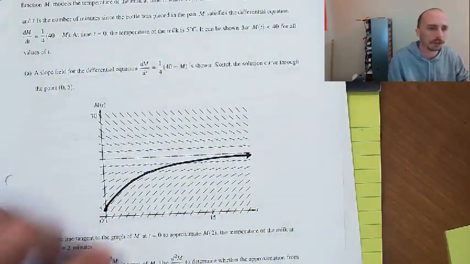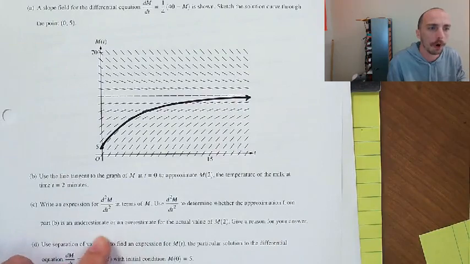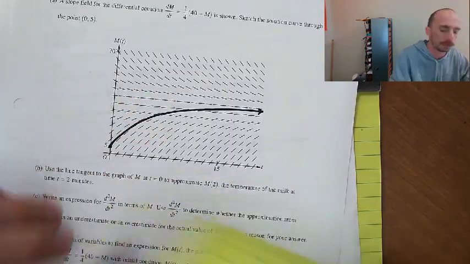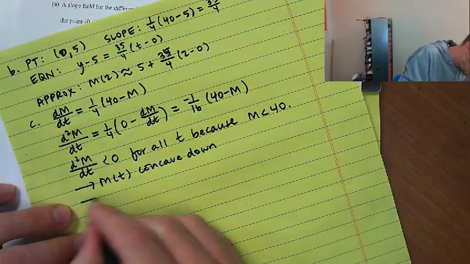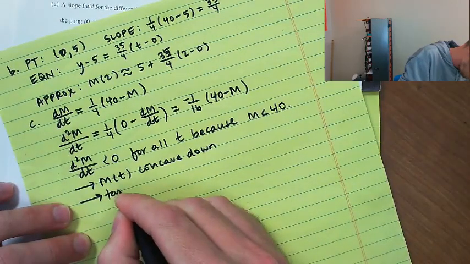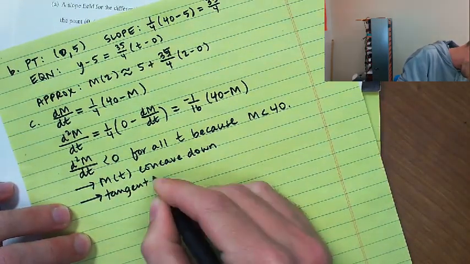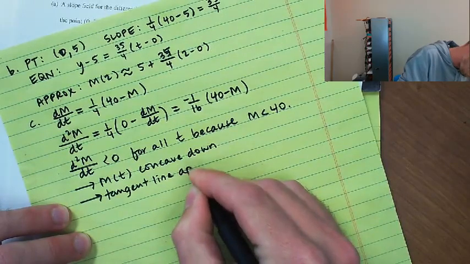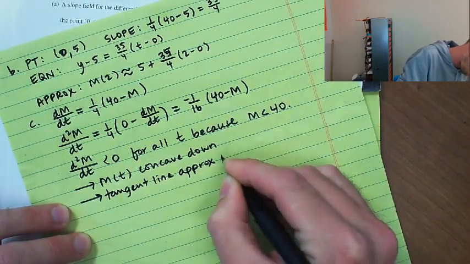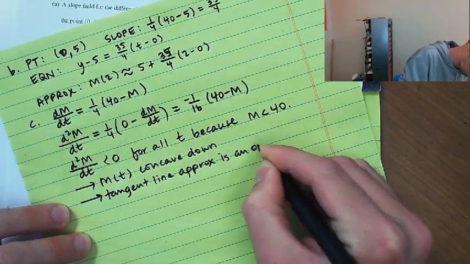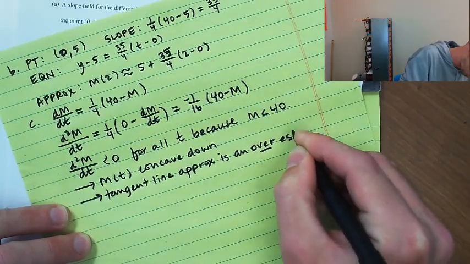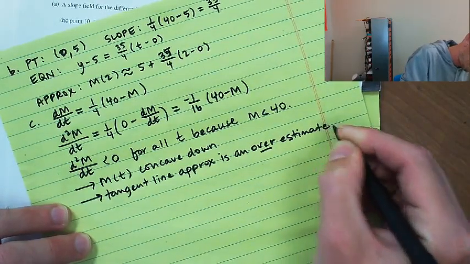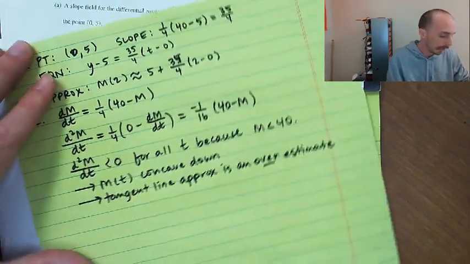And what did they actually ask? I want to answer it correctly. Overestimate or underestimate? It's going to be an overestimate. And that's part C.